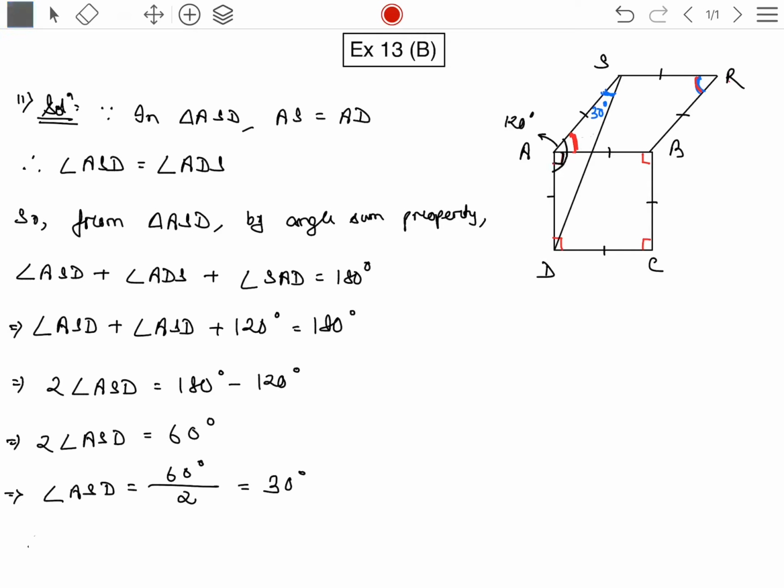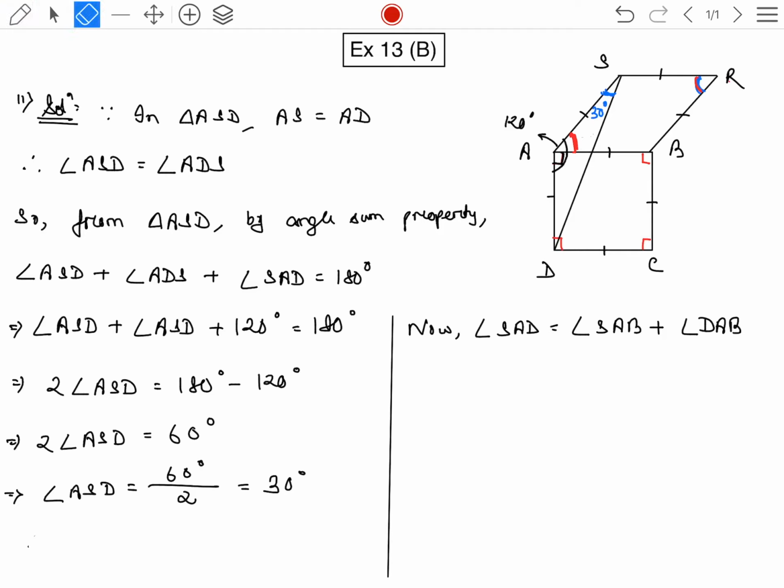So let us do it on this page only. See, now first try to understand. Angle SAD equals angle SAB plus angle DAB. Understood or not? Okay, so these two angles are making up that angle.